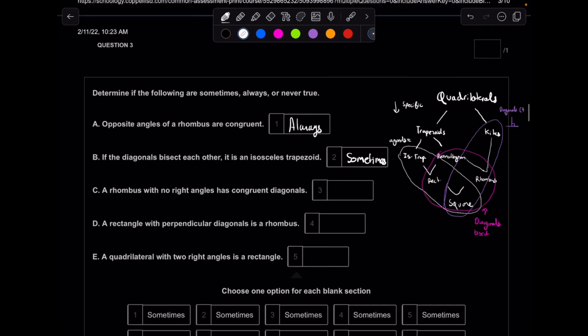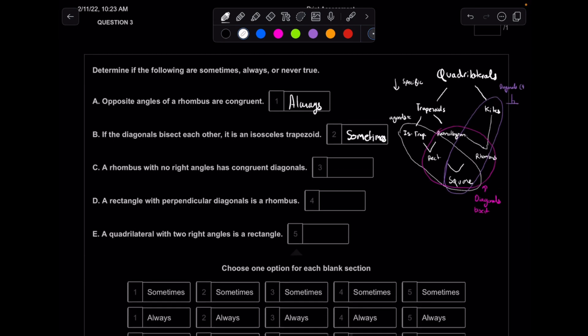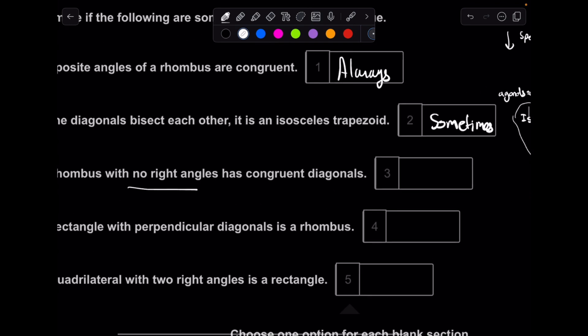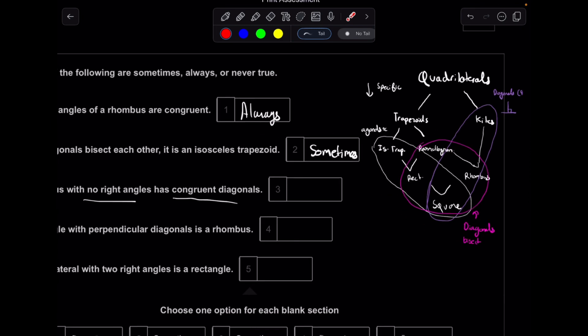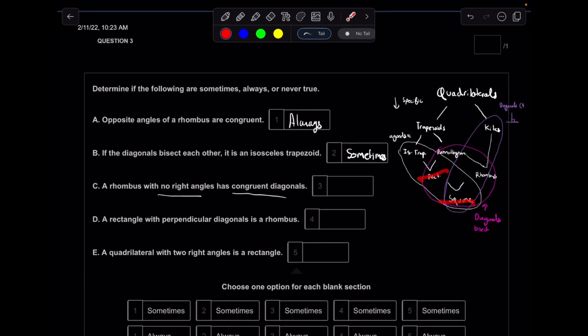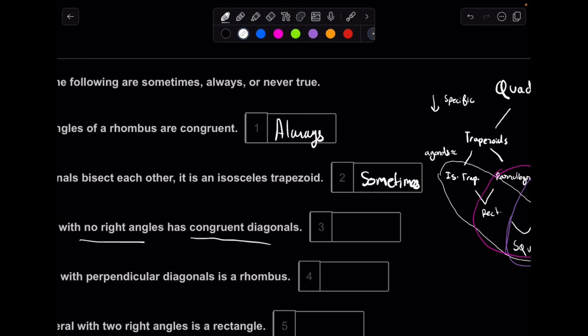Okay, let's move on to number C. A rhombus with no right angles at all and has congruent diagonals. So a rhombus, let's start at rhombus. It has no right angles at all, so it can't be a square or rectangle, and has congruent diagonals. Well, we can't go to rectangle or square since it has a right angle, so I think it will be never.